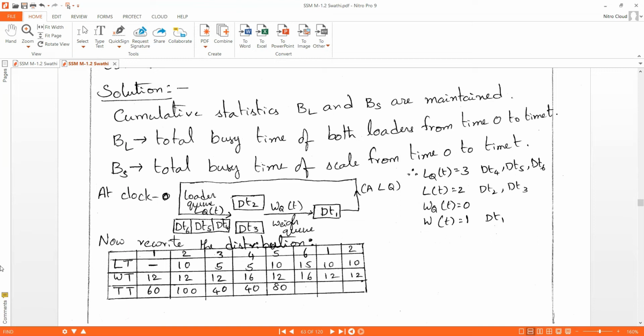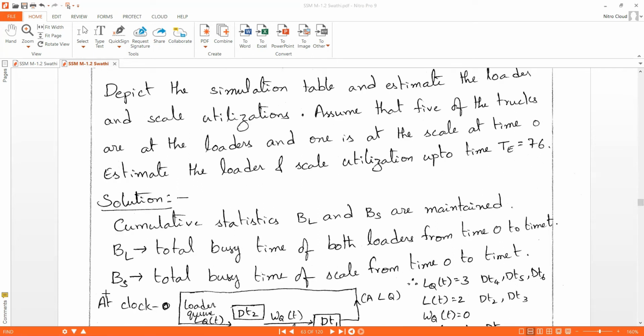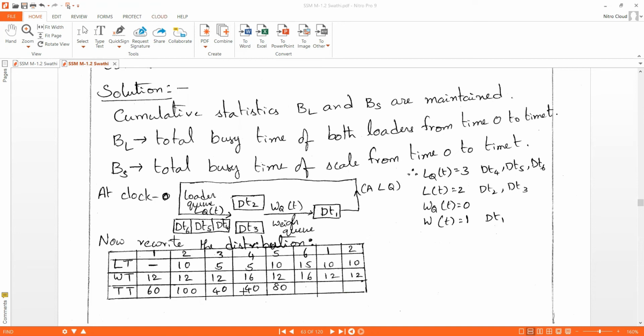Next, the weighing time is given here. Truck 1's weighing time is 12 minutes. Truck 2's weighing time is 12 minutes. Truck 3's weighing time is 12 minutes. Truck 4 is 16 minutes. Truck 5 is 12 minutes. Truck 6 is 16 minutes. So we'll write it like this: 12, 12, 12, 16, 12. After this we'll repeat these values again.